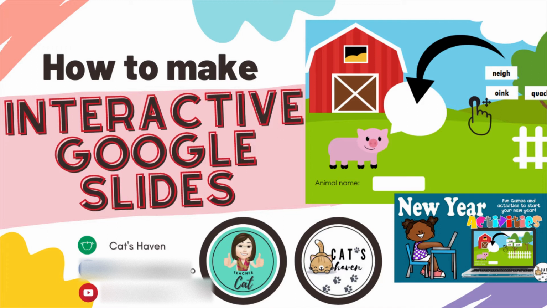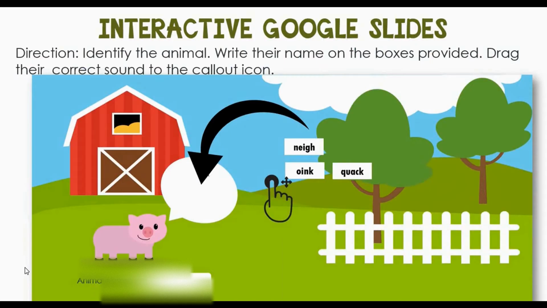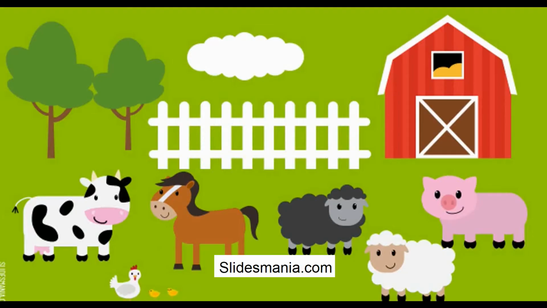For today, I will teach you how to make your own interactive Google Slides for your Google Classroom. This will be a drag and drop activity where children will drag the correct sound of the animal and drag it to the call out icon, and also they are going to name the animal and type their answer on the box.